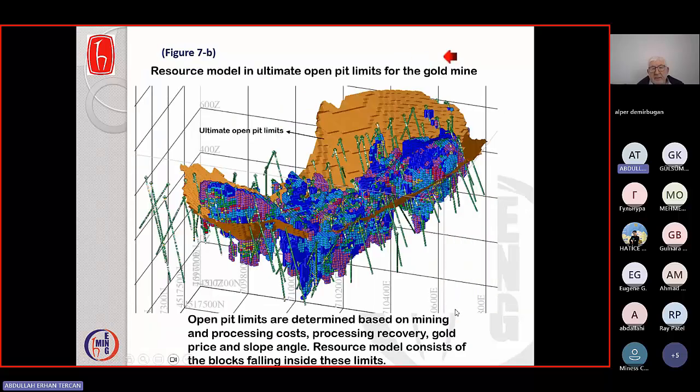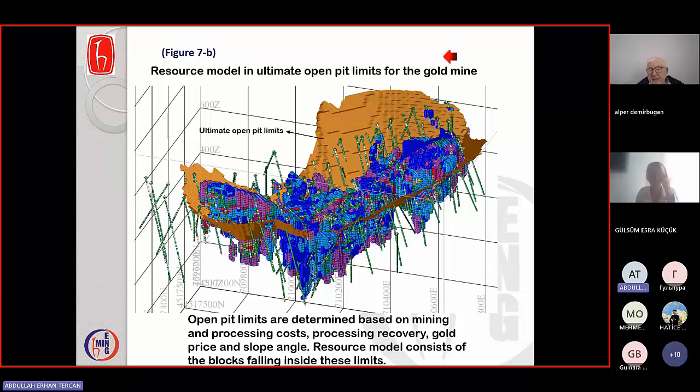This figure shows the resource model in the gold deposit that will be excavated by open pit method. Open pit limits are determined based on mining and mineral processing cost, processing recovery, gold price, and slope angle. Resource model consists of blocks falling inside these limits, brown color limits.